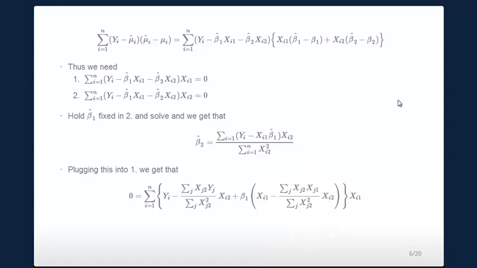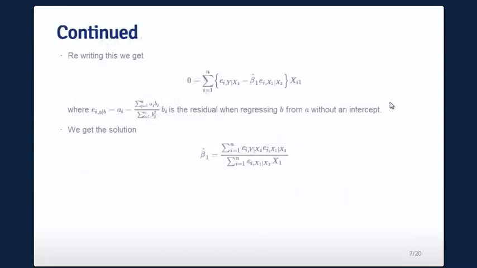So what we can do is write that equation as the ith residual, if we were to have regressed x2 out of y, minus beta 1 hat times the ith residual, should we have regressed x2 out of x1. Okay? In both cases, regression through the origin. And we can then just solve this.